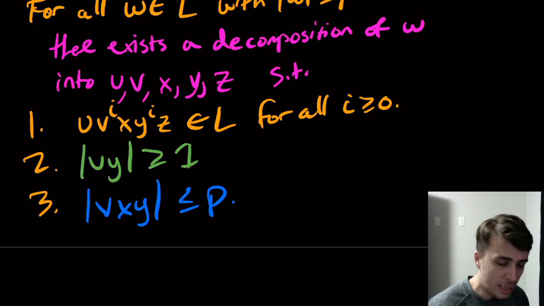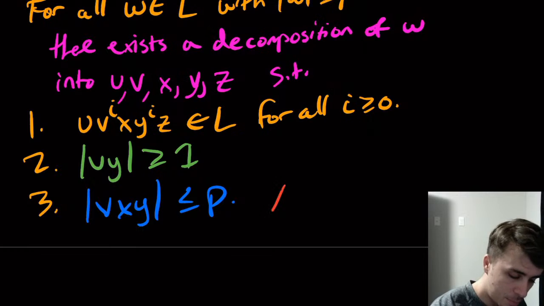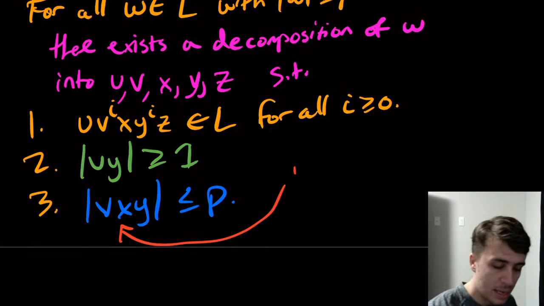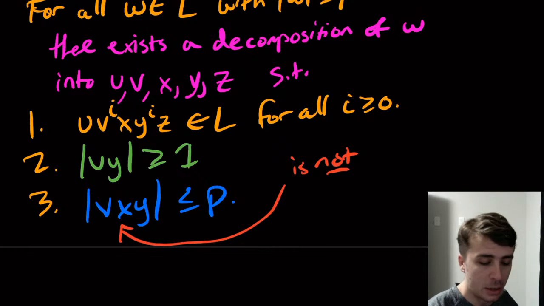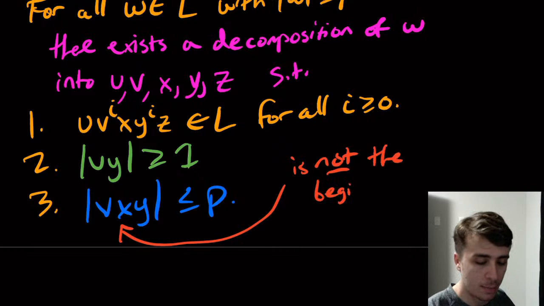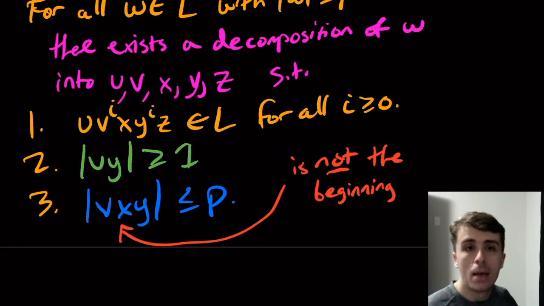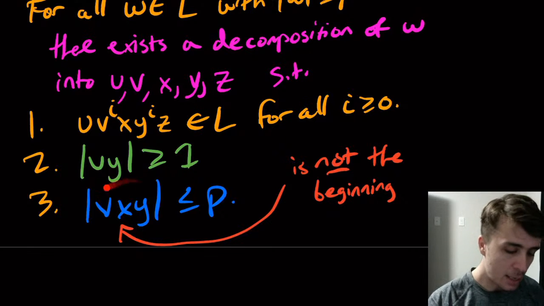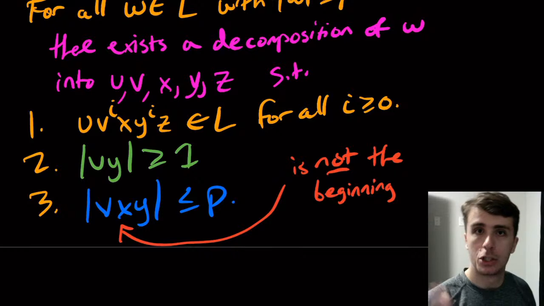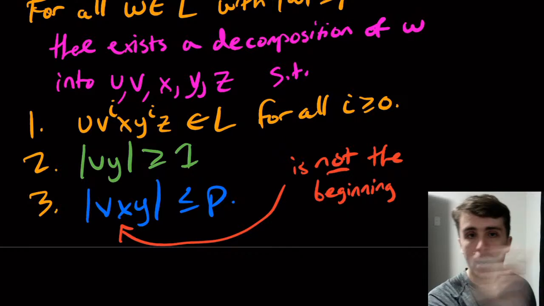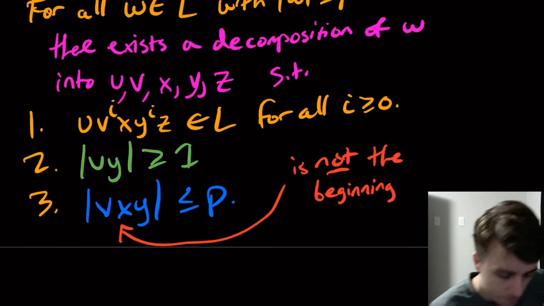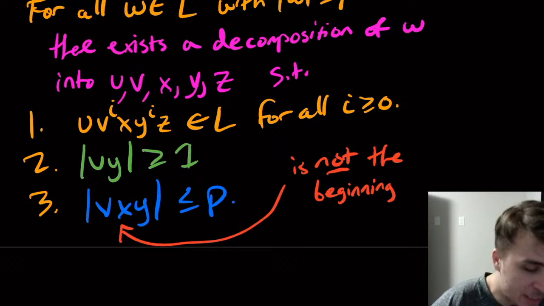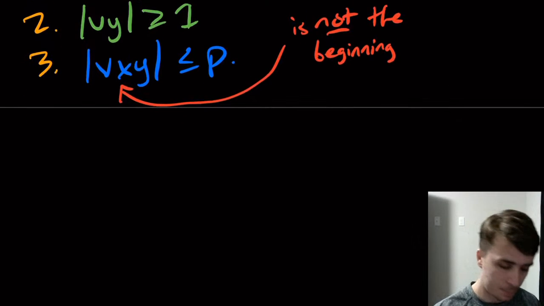Okay, so things to mention here is that this right here is not necessarily the beginning of the string, right? Because in the regular case, we had the 2 beginning pieces had at most P characters, but here it is the 3 middle pieces. So it could be that the pumped pieces, the v and the y part, could be anywhere in the string at all. Okay, so we just got to be cognizant of that when we're doing proofs here.